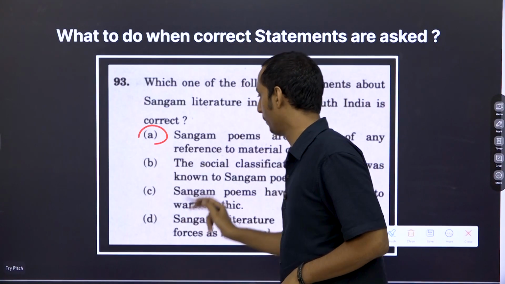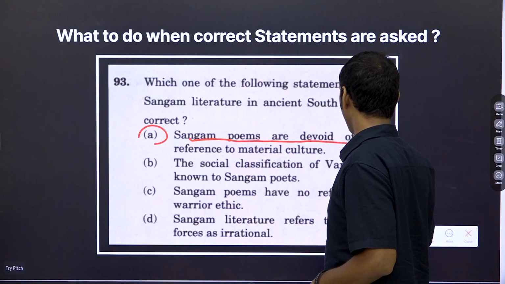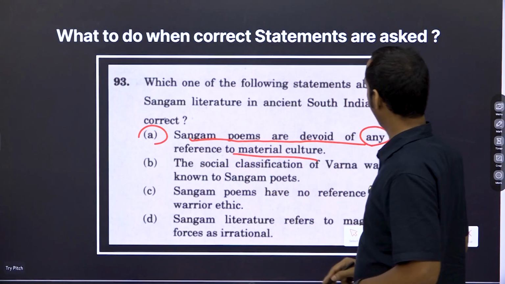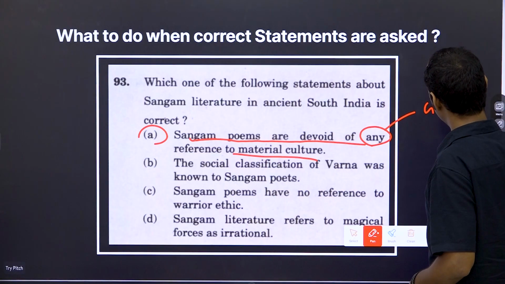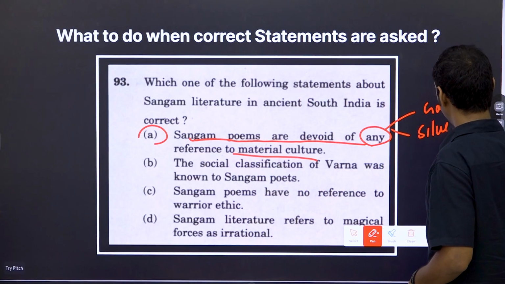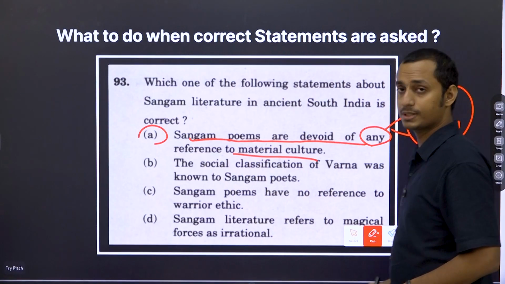Now here, first option: Sangam poems are devoid of any reference to material culture. Now, "any" is a very extreme word, right? Material culture can be gold, silver, beads, anything. Now, Sangam has references to all these.